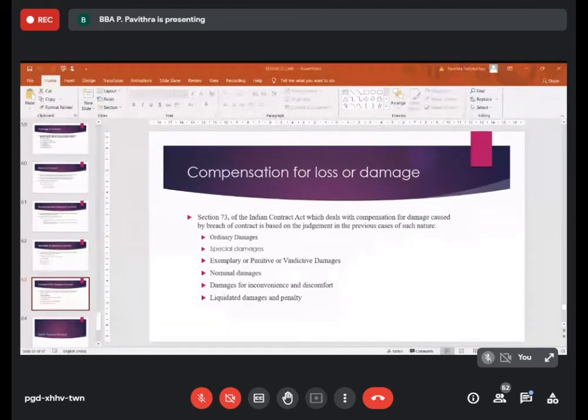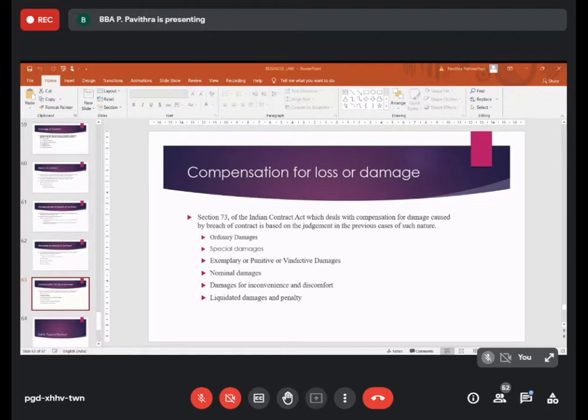For loss or damage, right? So I was talking about ordinary damages, which are usual damages that are paid according to the stipulations in a particular contract. Special damages are wherein you take into account the contingency measures also. If there are irrecoverable or special situations, then these come into effect. Right. Next is the exemplary, punitive, or vindictive damages.